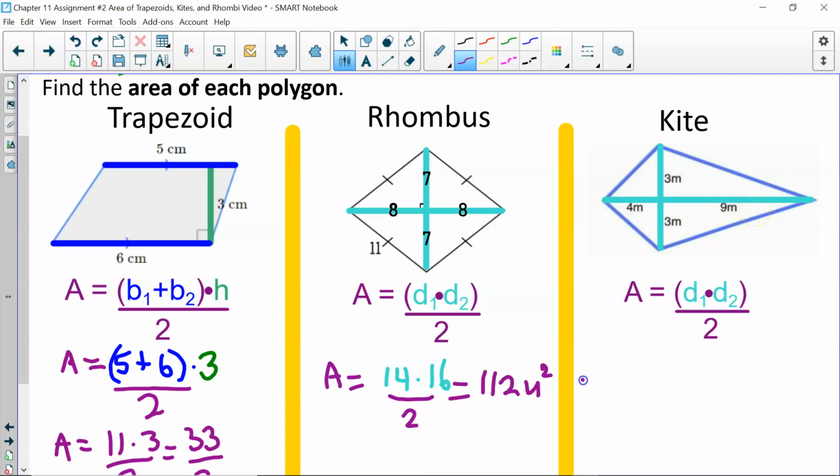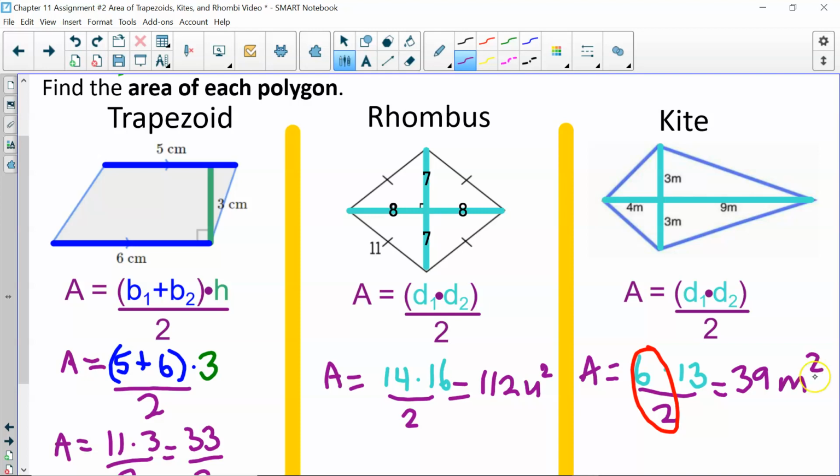So we have area equals 6 times 4 plus 9 is 13, all divided by 2. And I'm not even going to need my calculator because I'm going to do the 6 divided by 2 is 3. And 3 times 13 I know is 39. And our units are meters squared.